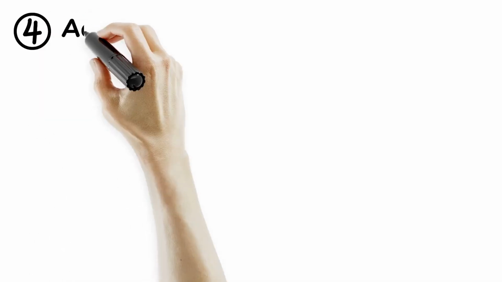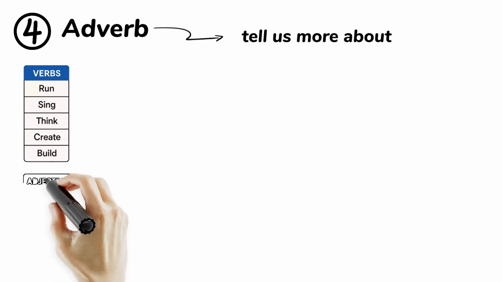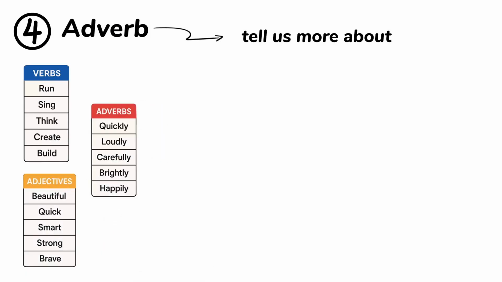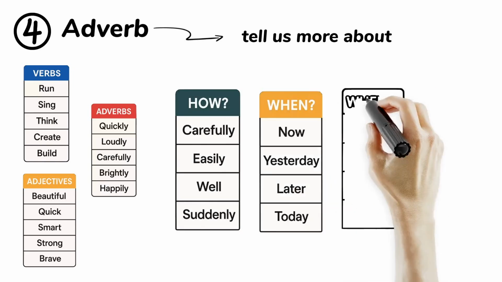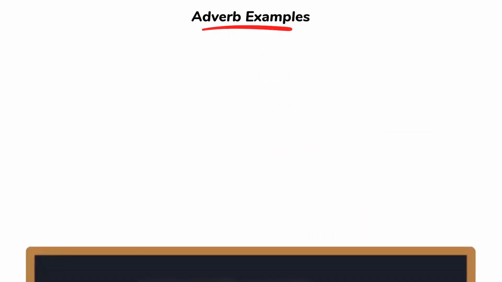Our next part is adverbs. Adverbs are words that tell us more about verbs, adjectives, or even other adverbs. They answer questions like how, when, where, or how often something happens. Let's look at some examples to make this clear.